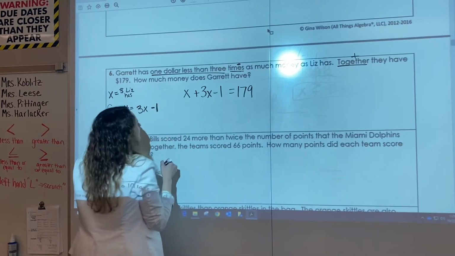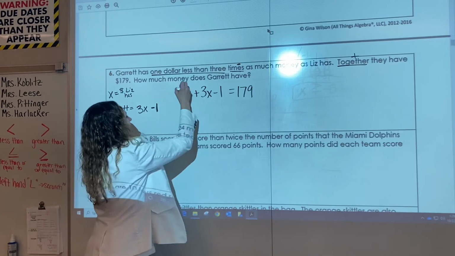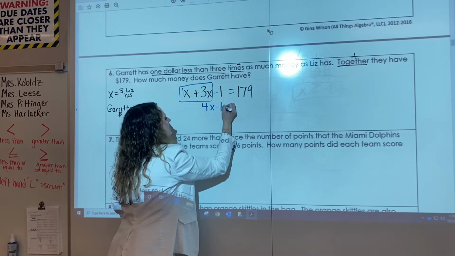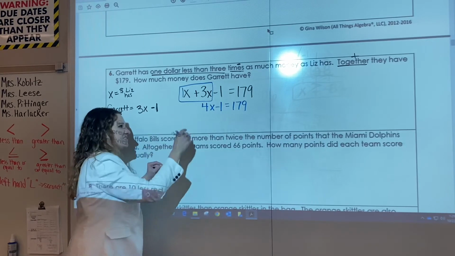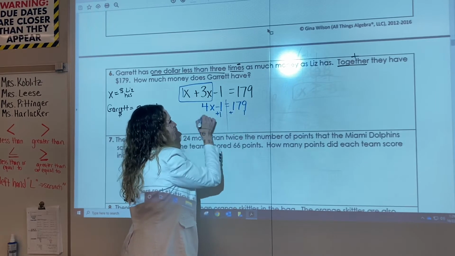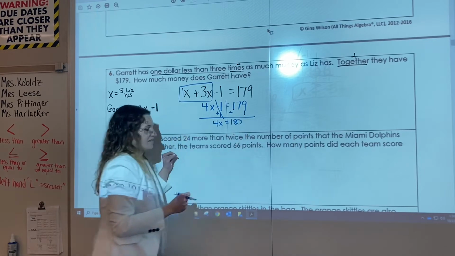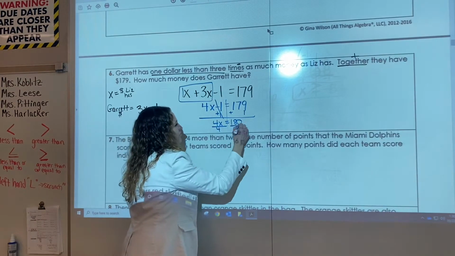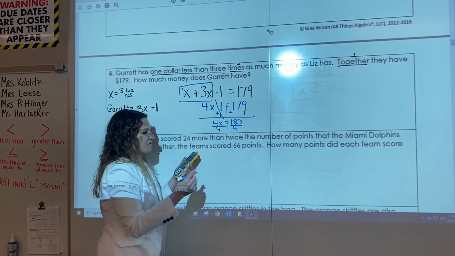All right, so let's get started. We are going to combine our like terms. And I know that this is a 1X, so when I put those together, I get 4X minus 1 equals 179. Beautiful, let's get rid of that constant term, the number without the variable. So I'm gonna add 1. This goes away, 4X equals 180. All right, we know we have to divide next to get that X by itself. So I'm gonna divide by 4. 180 divided by 4 gives me 45.